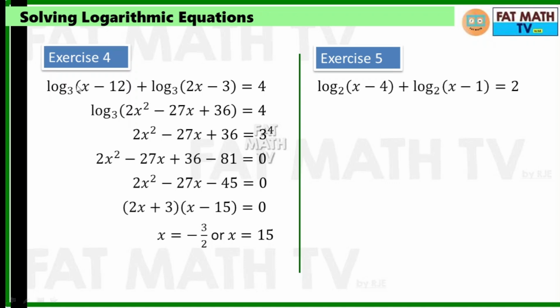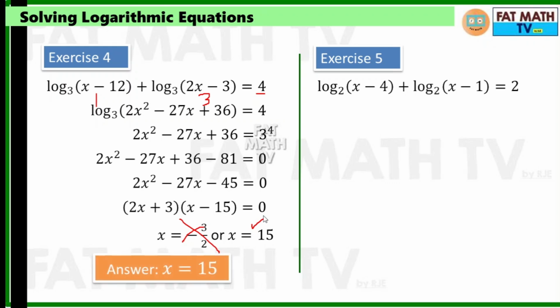If x is negative 3 halves, this will be a negative number, so that's not allowed. So negative 3 halves is not an answer here. And then if x is 15, 15 minus 12, that's 3. Logarithm of 3 to the base 3 is 1. 15 times 2 is 30 minus 3 is 27. Logarithm of 27 to the base 3 is 3. And 1 plus 3 is indeed 4. So 15 is okay. And that is the only answer.